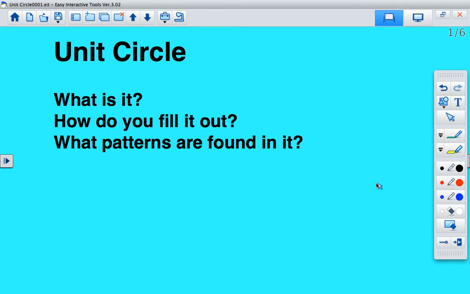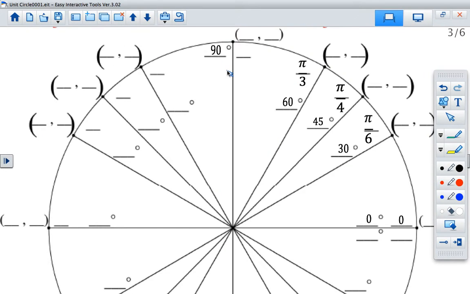I'm going to go over the unit circle in this video, and I will cover what a unit circle is, how you fill it out, and what patterns are found in the unit circle. In your pink notes, this should be, I think, the second or third page in the notes. So let me show you a little bit what you want to find. You want to find the page that is blank, but it kind of looks like this. So find that page in your notes.